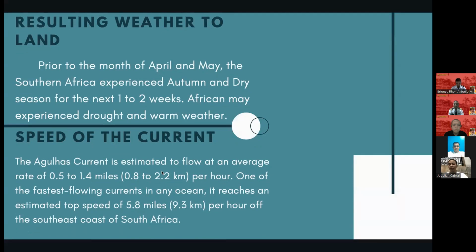Resulting weather to the land: prior to the months of April and May, Southern Africa experienced autumn and dry season for the next 1 to 2 weeks. Africa may experience drought and warm weather.